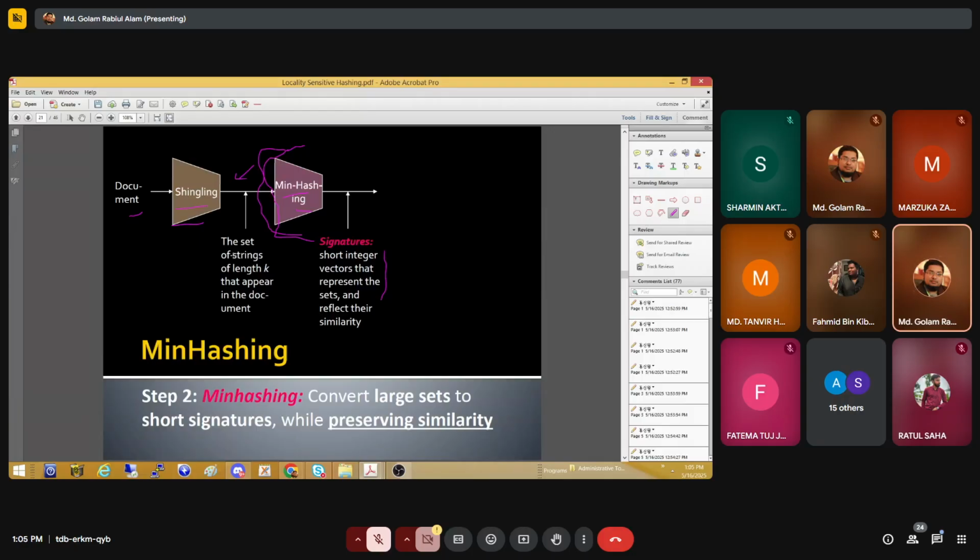But in case of our collaborative filtering or content-based filtering, if we want to find out similar items, in that case the feature values or ratings are already there. So no need to think about shingling. Just think about min hashing. We have to start from the min hashing.